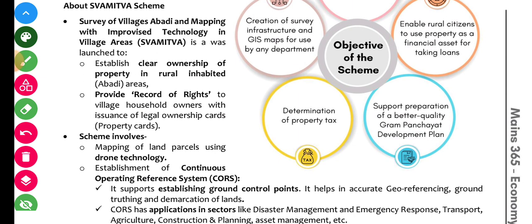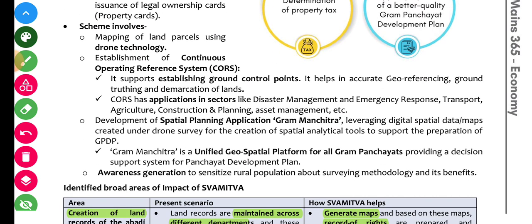More about this scheme: establish clear ownership of the property in rural inhabited areas, provide a record of rights to village household owners with issuance of legal ownership cards, property cards. The scheme involves mapping of land parcels using drone technology. So drone technology is very crucial in the SVAMITVA scheme.